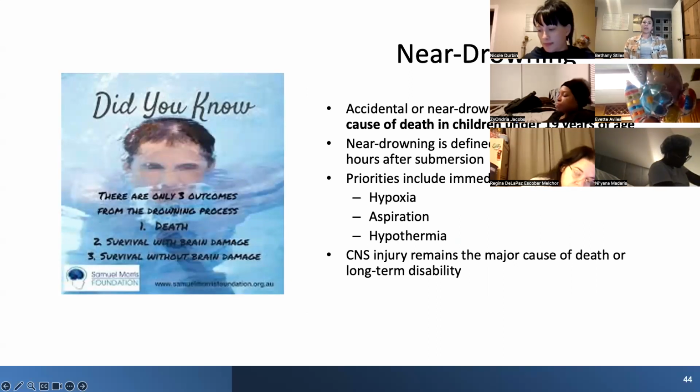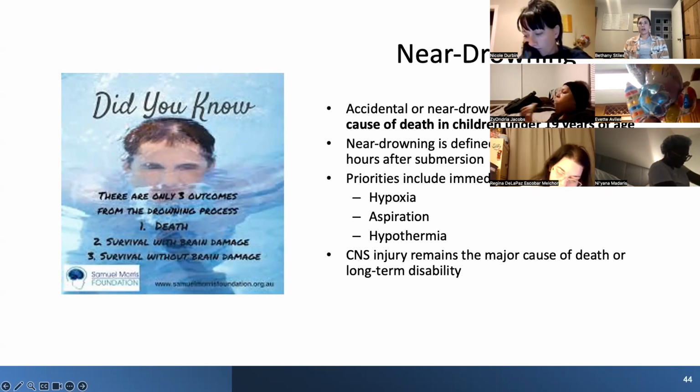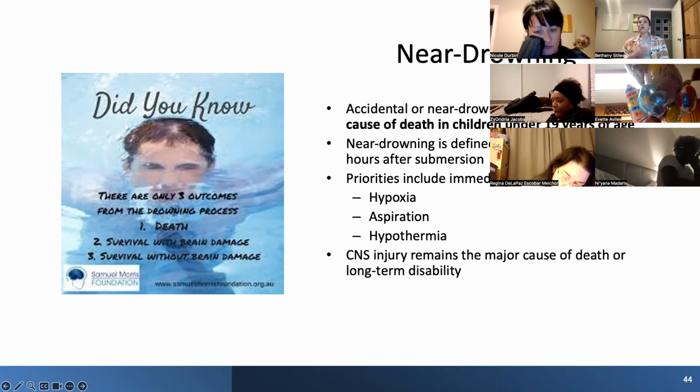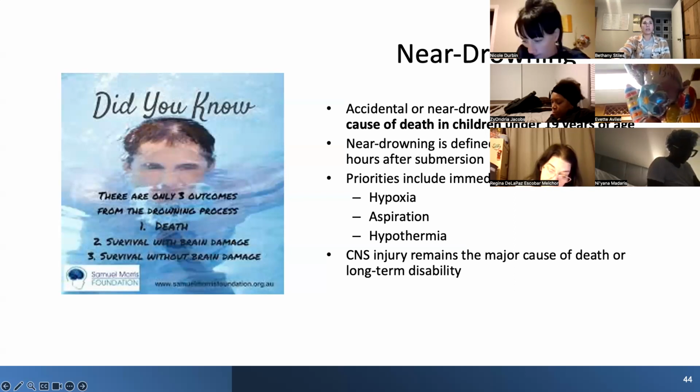Accidental or near drowning is going to be the fourth leading cause of death in children under 19. And near drowning is going to be defined as survival beyond 24 hours after being submerged. Our priorities for treatment are going to be reversing that hypoxia, assessing for aspiration, and then reversing that hypothermia. So we need to warm them slowly so that we're not causing an overwhelming cascade to the body. And then CNS injury is going to be the major cause of death or long-term disability in these kids.